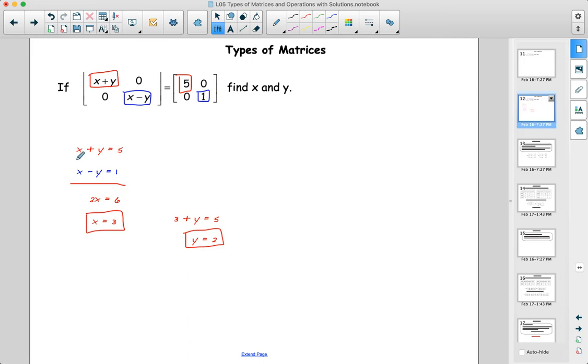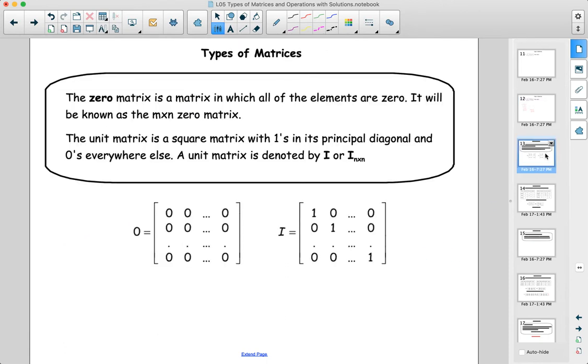So I'm going to be solving this linear system. x plus y is 5 and x minus y is 1. Adding, I will get 2x is equal to 6. So x is 3, 6 divided by 2 being 3. Back substitute into the first equation, 3 plus y is 5, so y is 2. So if these matrices are equal, then x is 3 and y is 2.